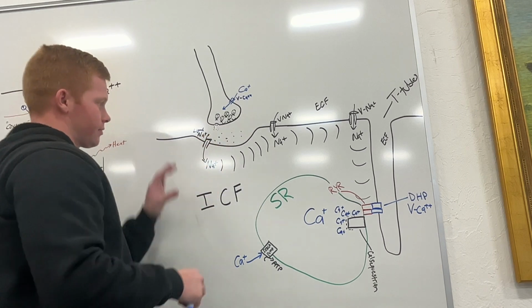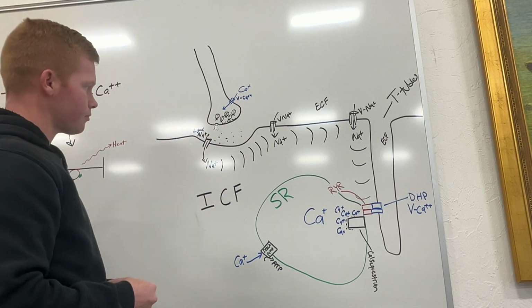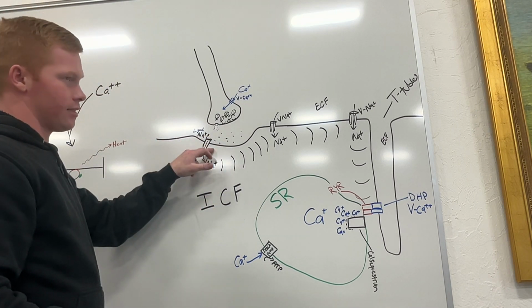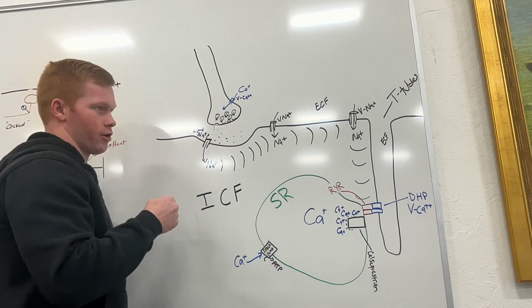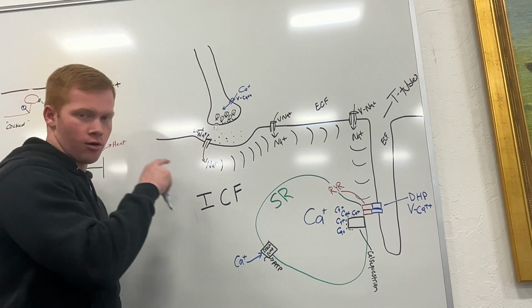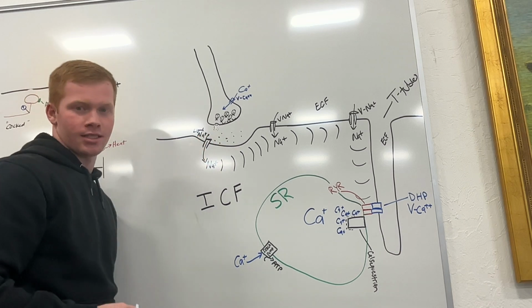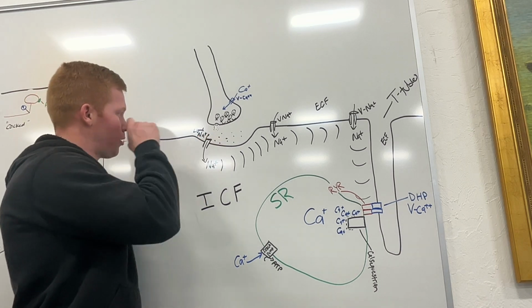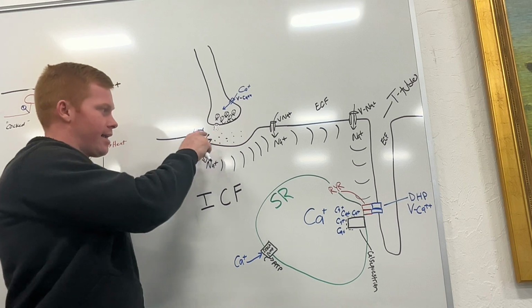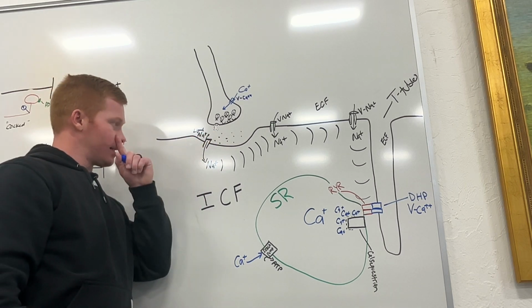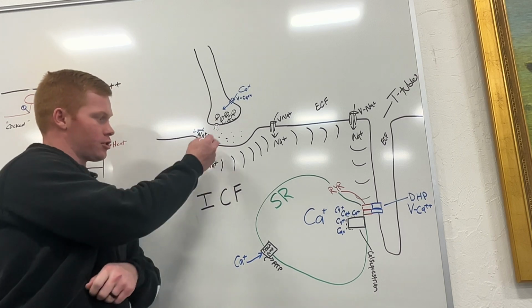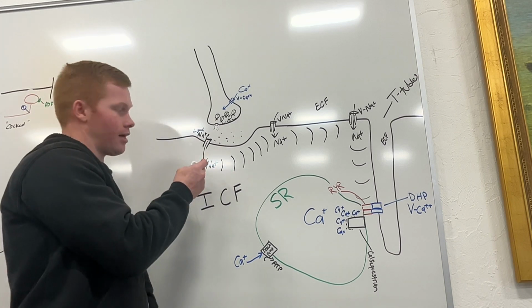And then this is the muscle cell, and I believe it's an N1 receptor, and it's coming from a motor neuron. ACh, acetylcholine, is the neurotransmitter that's being released. The neurotransmitter is a ligand. It's going to connect to a ligand-gated sodium channel, and that's going to allow sodium to come into the cell.